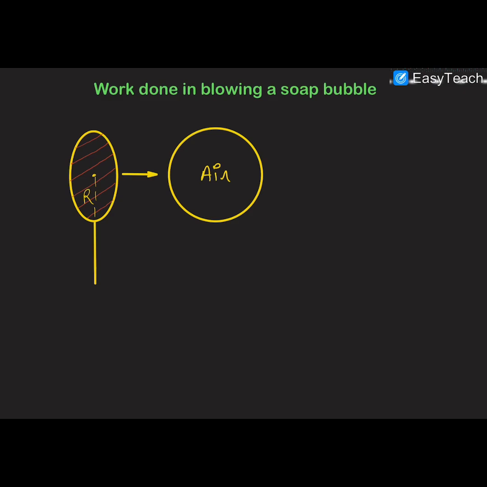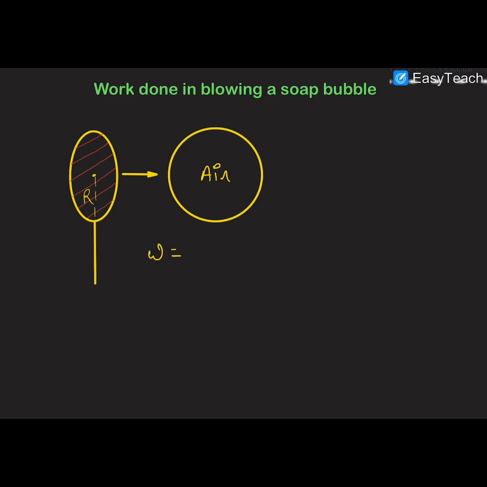Now let us consider two examples. The first one is the example in which we are blowing a soap bubble out of a ring which is dipped into a soap solution. Most of us have done this in our childhood days, and we also prefer doing it at this age. So in this case we blow some air into it, and we create this circular film as a soap bubble. So we have to find out the work done in this blowing.